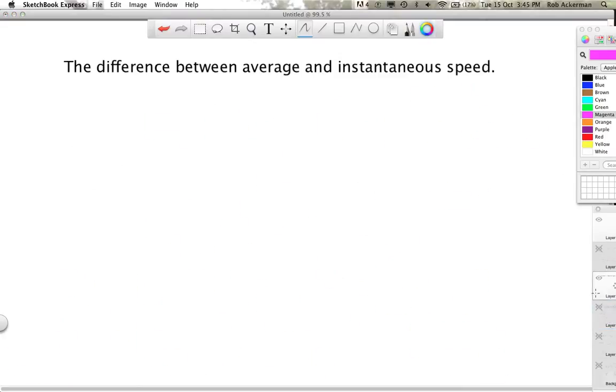One final slide that I have for you is the difference between average speed and instantaneous speed. Well, very simply, we now know what average speed is. It's just total distance divided by total time. It doesn't really tell you what you were doing during the driving or the moving of that total distance. All it gives you is an overall idea.